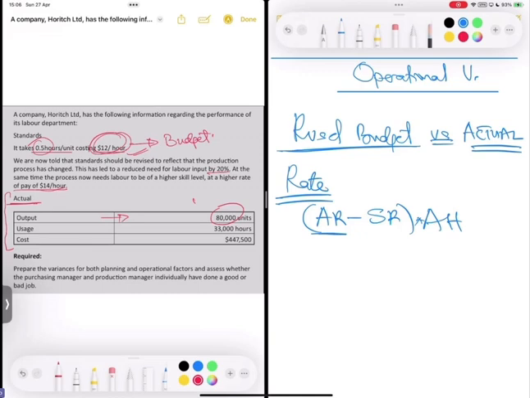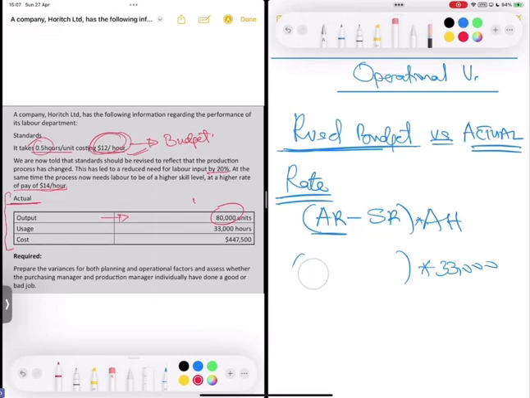Fantastic. So for rate, we've said that rate is about paying a different rate than planned, right? So the question is, have we paid a different rate from what we planned for those hours that those labor guys worked? And we know they worked 33,000 hours, which is the actual hours. But the question is, did we pay at a different rate? So the rate that we planned is the revised budget, which is now 14, right?